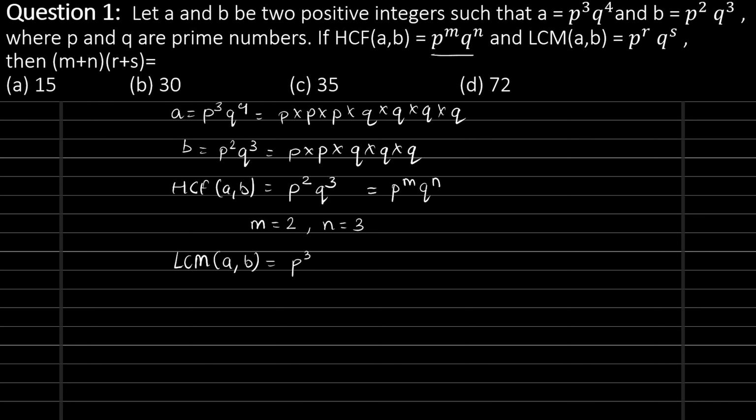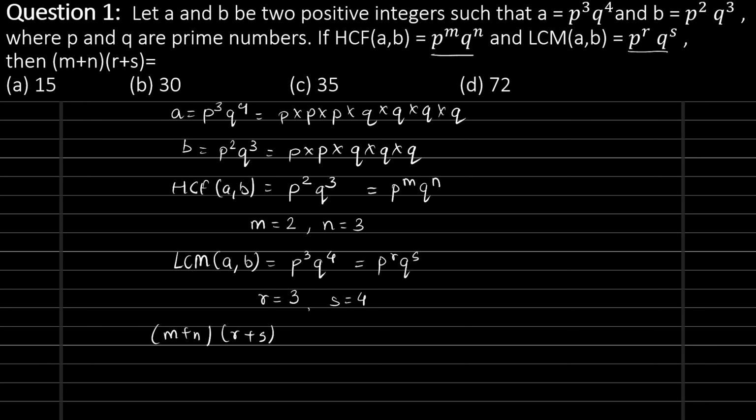Now we will compare it with what is given in the question. LCM of A and B is given as P raised to R into Q raised to S, which gives us, on comparing, R is equal to 3 and S is equal to 4. Now we will be finding out (M plus N) into (R plus S). Its value is how much? M plus N would be 2 plus 3, multiplied with R plus S, which would be 3 plus 4.